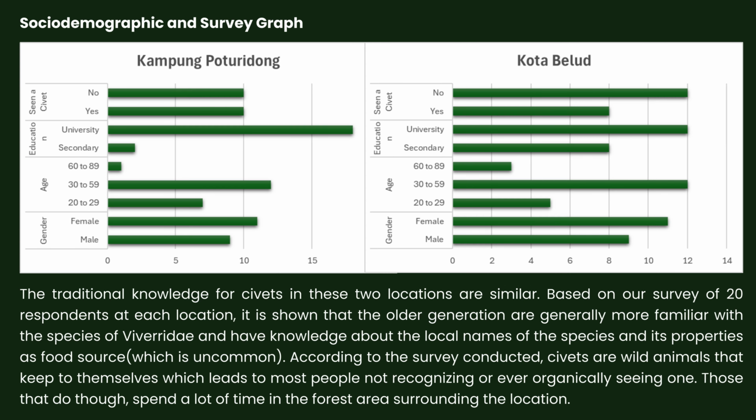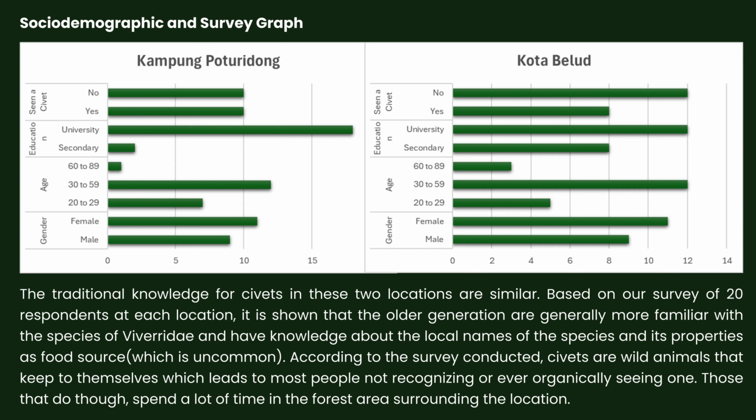This is the socio-demographic and survey graph based on our survey at each location. The traditional knowledge for civets in these two locations is quite similar based on our survey of 20 respondents at each location. It is shown that the older generation are generally more familiar with the species of Viverridae and have knowledge about the local names of the species and its properties as a food source, which is uncommon.